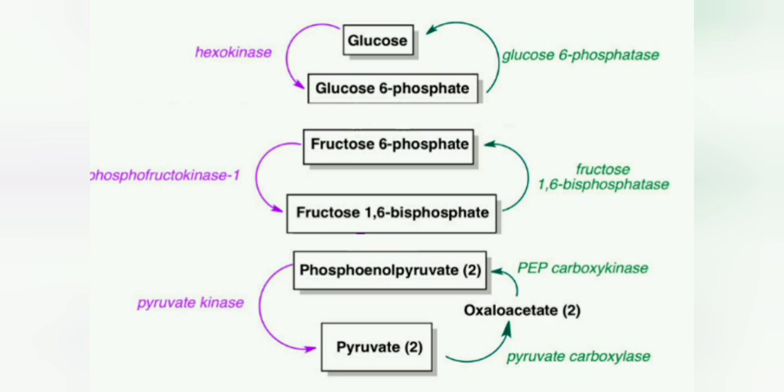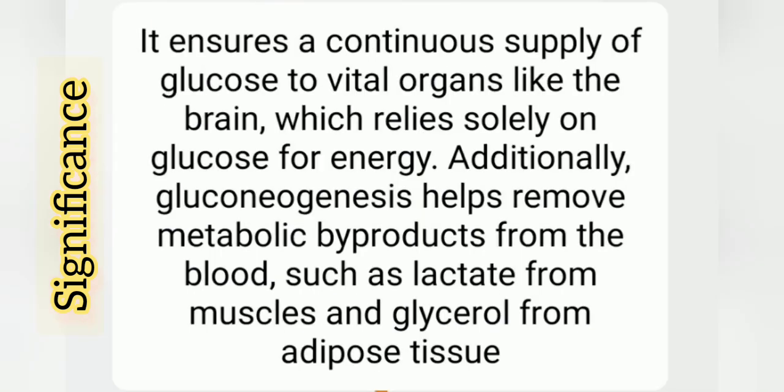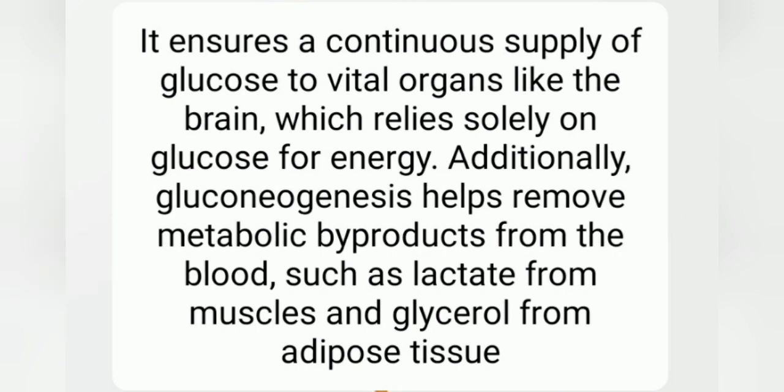Now, if we briefly talk about its significance, we can see that it is crucial for maintaining blood glucose levels when dietary carbohydrates are limited, particularly during fasting or prolonged starvation. So, when a person is starving or is on a very low carb diet, what happens? The body needs glucose. Now, from where will it get? It will generate glucose from non-carbohydrate sources. Glucose is indispensable in our system. Our vital organs cannot function without it.